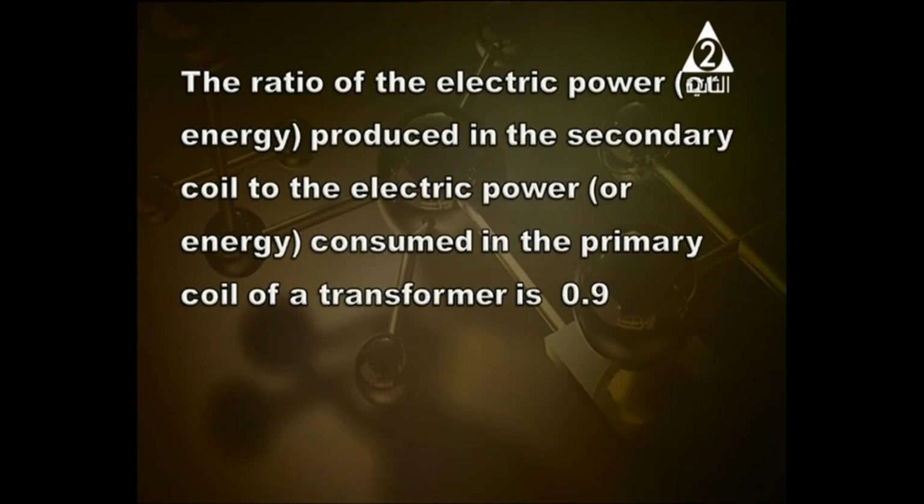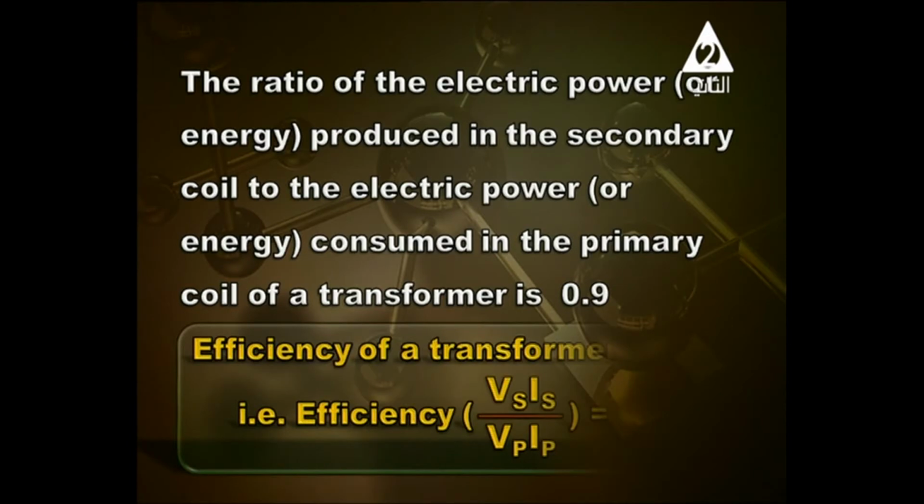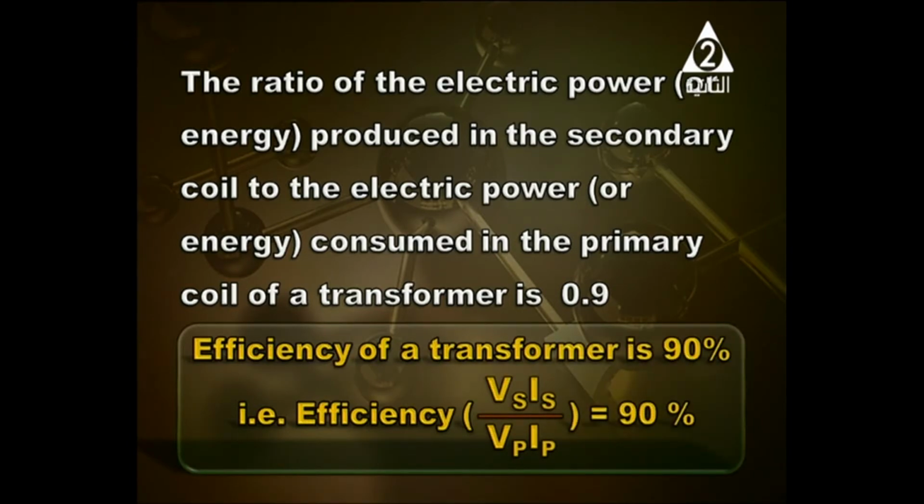Ratio of the electric power or electric energy produced in the secondary coil to the electric power consumed in the primary coil of a transformer is 0.9. Ratio between the two powers, produced power and consumed power. It is efficiency. So efficiency of the transformer is 90%. We can say efficiency of course equals VSIS over VPIP, and it is 90%.